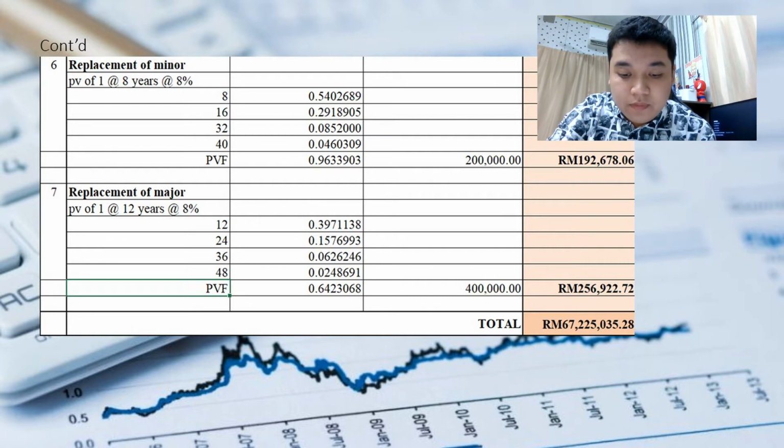In order to get the total cost, it will consist of land cost, construction cost, annual management cost, maintenance and operating costs, utility bills, replacement of minor and replacement of major. We will get the total of RM67,225,035.28.